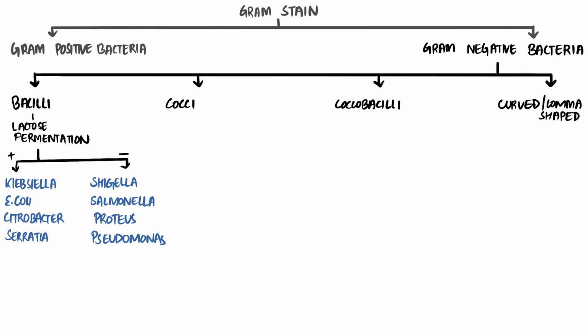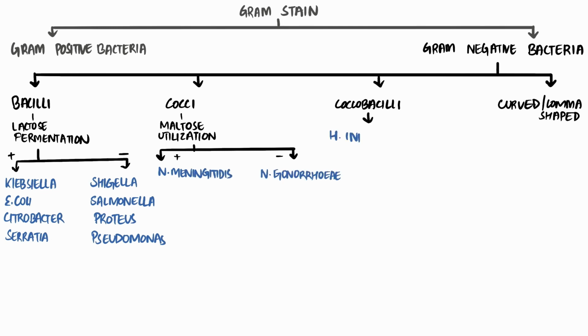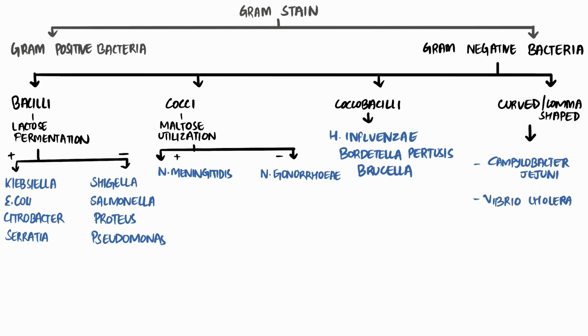The gram-negative cocci can be further categorized based on maltose utilization into Neisseria meningitidis and Neisseria gonorrhoeae. The coccobacilli include Haemophilus influenzae, Bordetella pertussis, and Brucella. And finally, we've got the curved bacteria, which include Campylobacter jejuni, Vibrio cholerae, and Helicobacter pylori.